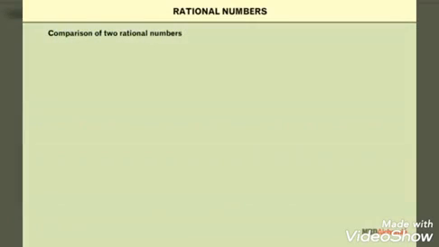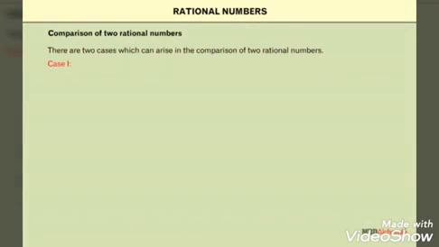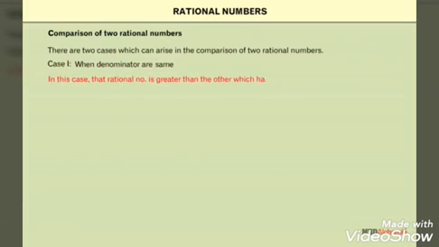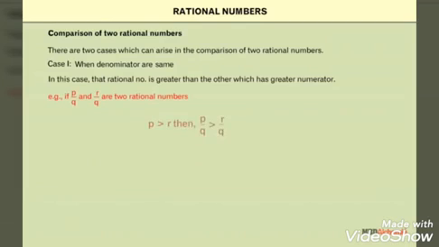Comparison of two rational numbers. There are two cases which can arise in the comparison of two rational numbers. Case 1. When the denominators are the same. In this case, that rational number is greater than the other which has the greater numerator. For example, if p upon q and r upon q are two rational numbers and p is greater than r, then p upon q is greater than r upon q.